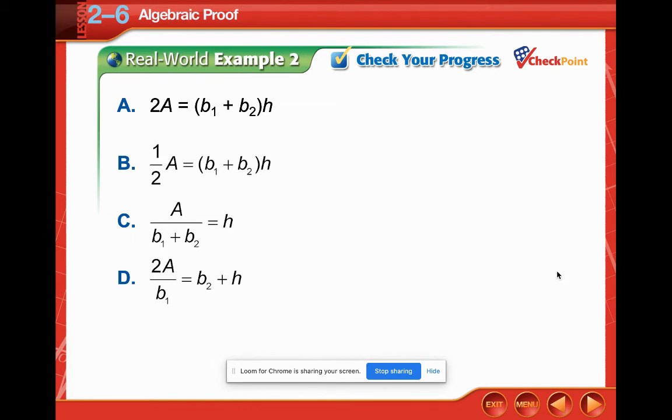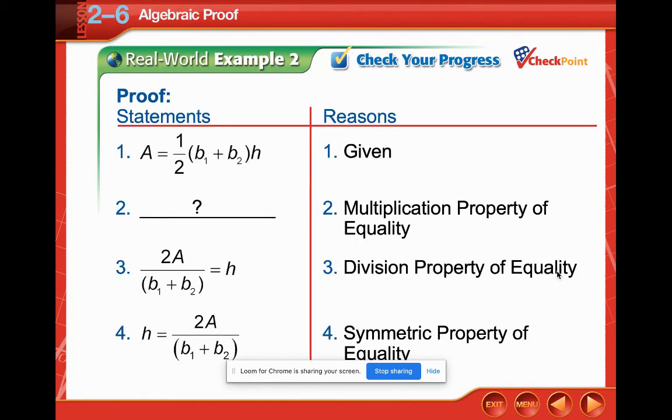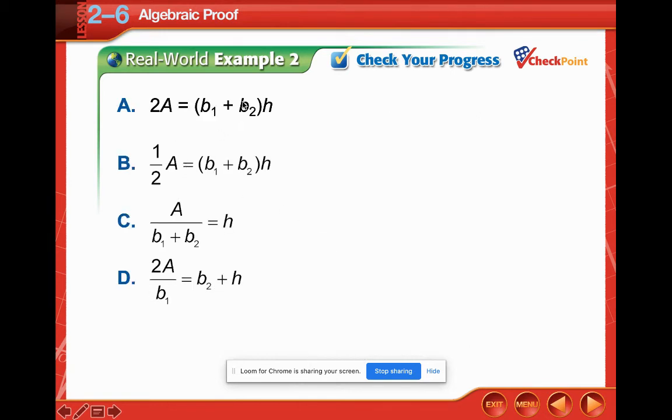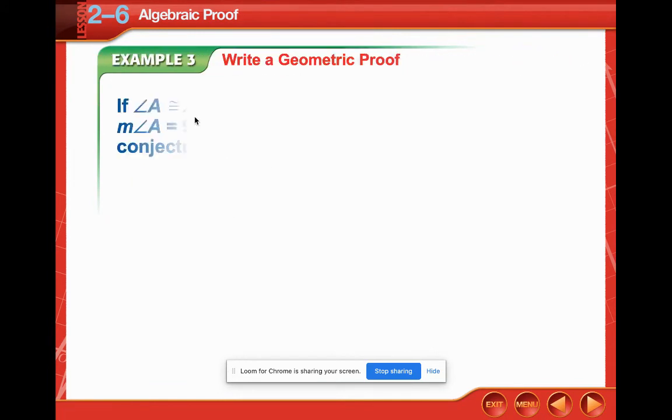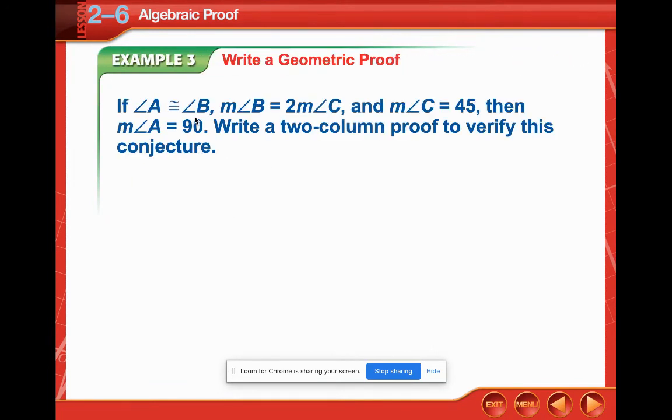All right, hopefully you figured it out. It is indeed A. For multiplication, as you can see, what you would have done here is multiply both sides by 2. That would get rid of this 1/2 and give you 2A equals (b1 + b2) times height, which is exactly this answer. Booyah. So the fun begins.